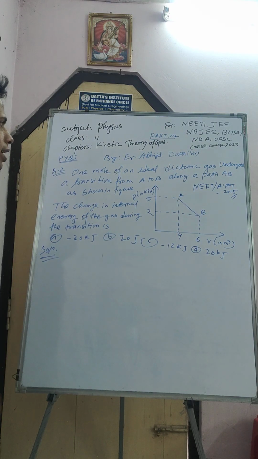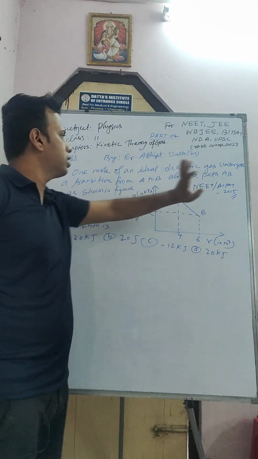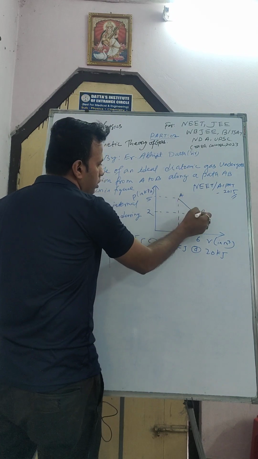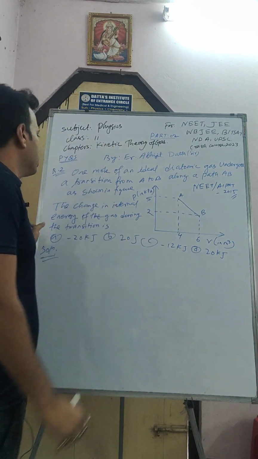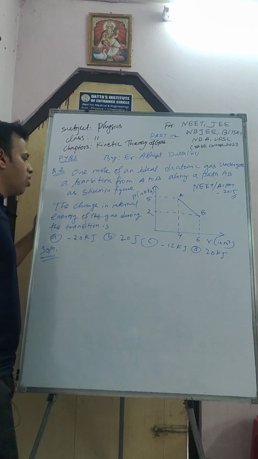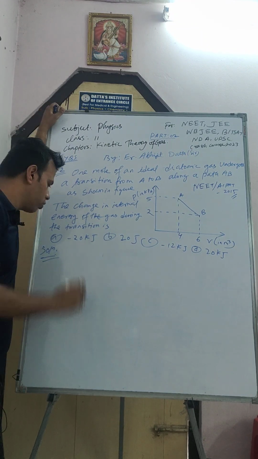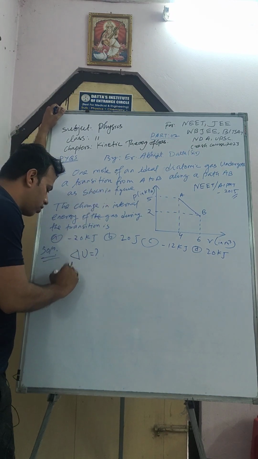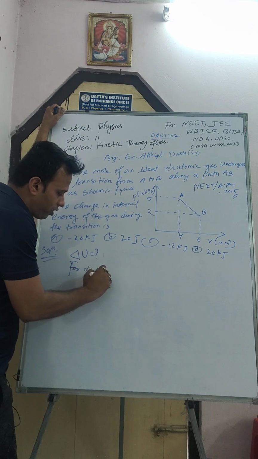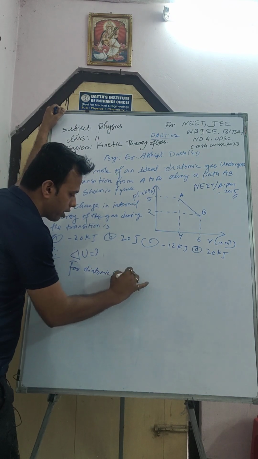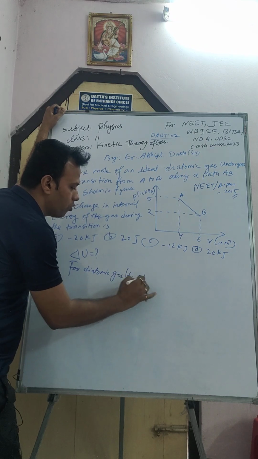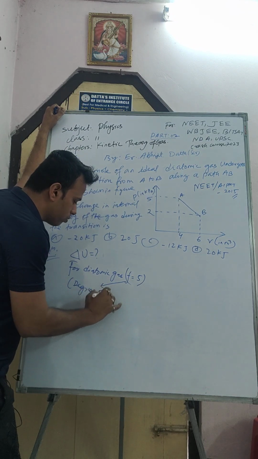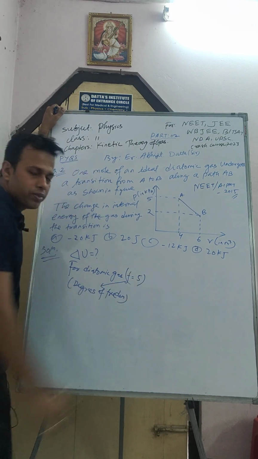One mole of an ideal diatomic gas undergoes a transition from A to B along a path AB shown in the figure. The change in internal energy of the gas during this transition is what we have to find out. Now for diatomic gas, F, that is degrees of freedom, is what? F means here degrees of freedom. Degrees of freedom is 5.